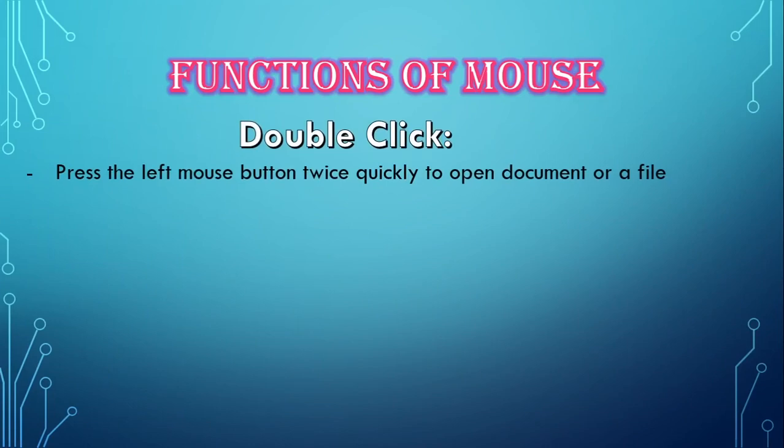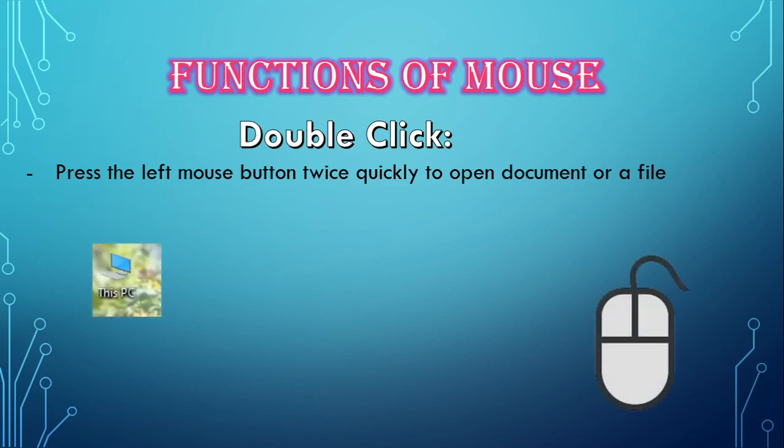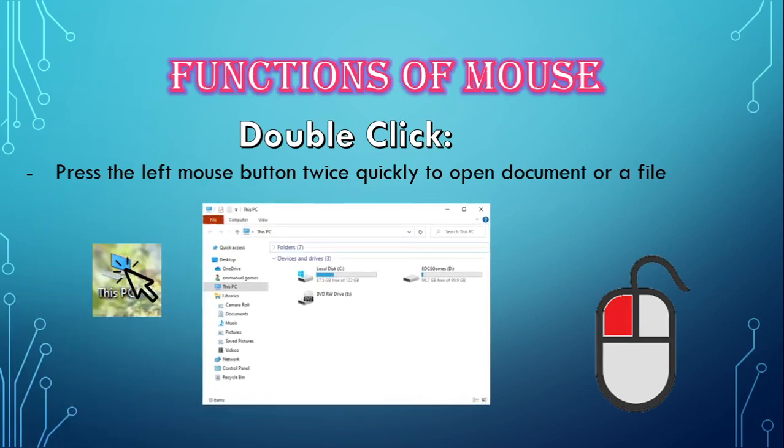Double click. Pressing the left mouse button twice quickly is called the double click. It will help us to open a document or a file. Here is the function. By double clicking the icon, we can open it like this.